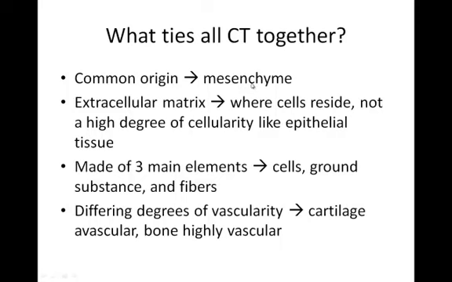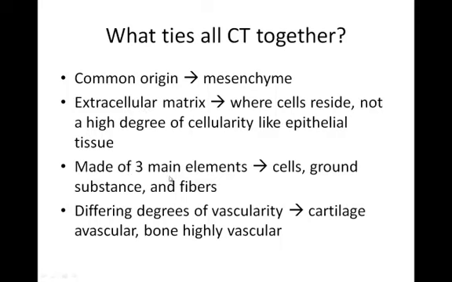repair themselves throughout life. Okay, our extracellular matrix. Extracellular matrix is going to be anything outside the cells. It's where our cells reside. Unlike epithelial tissue, which has a high degree of cellularity, meaning there are lots of cells in our epithelial tissue, connective tissue doesn't always have a lot of cells. Sometimes it's just a lot of matrix and a cell scattered here and there. Sometimes there are lots of cells in our connective tissue, but a lot of times it's just more matrix than cells.